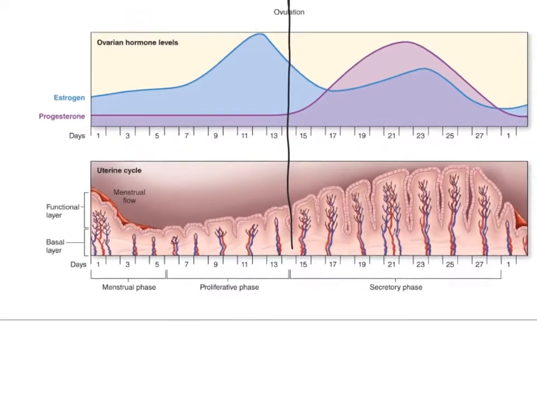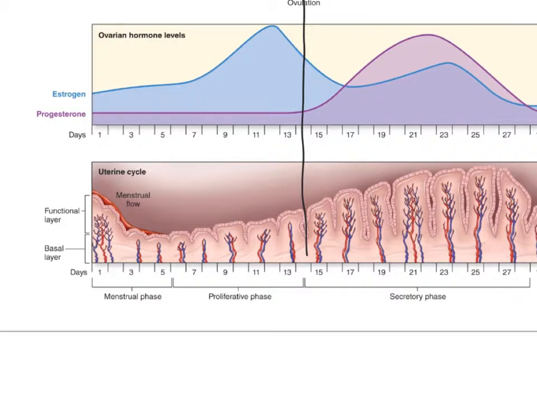Here's your uterine cycle. It starts at day 0. You have menstrual flow, recovering from the previous cycle. Where no pregnancy has been established, there's been a reduction in progesterone, and now that endometrial lining starts to slough off. Blood vessels are broken.